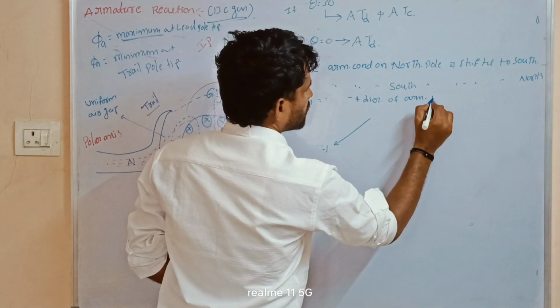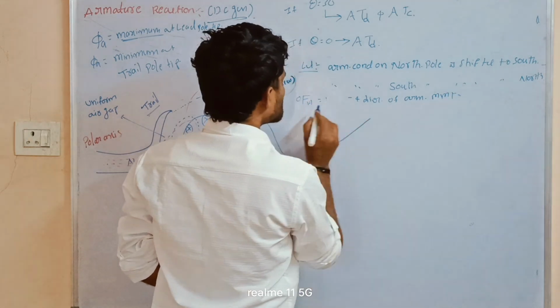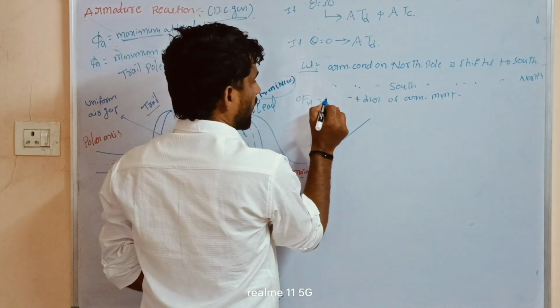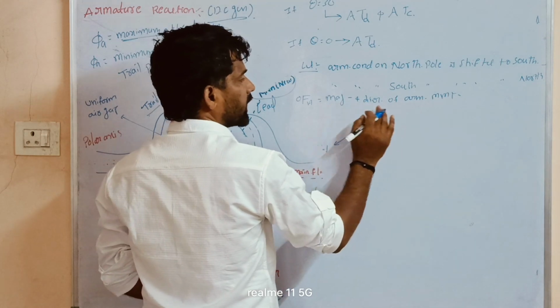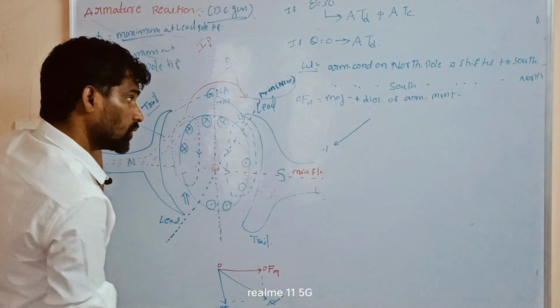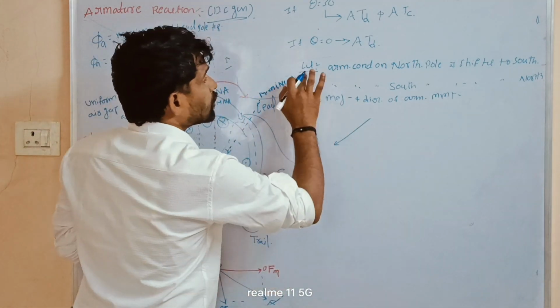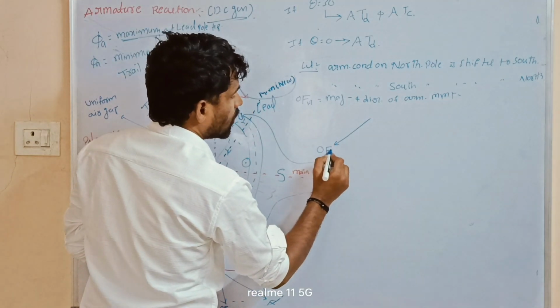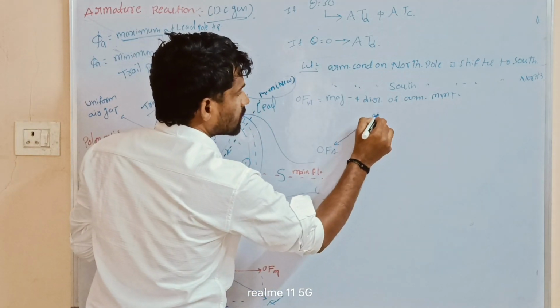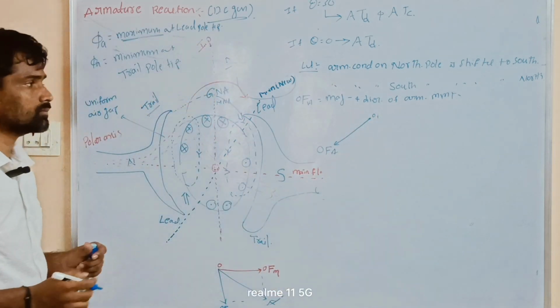Armature MMF, so the direction and magnitude and direction of the armature MMF. So what is the direction of the magnitude? Due to this effect, it will be shifted to again some axis, that is OA. That's the O point. Okay.